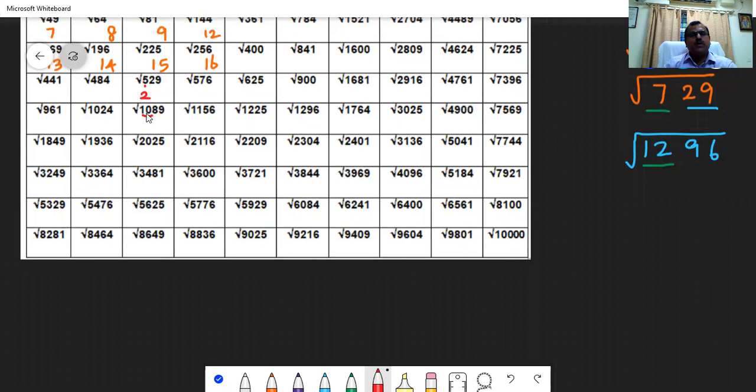If you take 10089, what is your first part? 10. For 10, the nearest square root is 3, since 3 threes are 9. Here you have 20. Which is the nearest? 4 fours are 16. If you have 34, what is your nearest number? 5, since 5 fives are 25. Here 56: 7, since 7 sevens are 49.